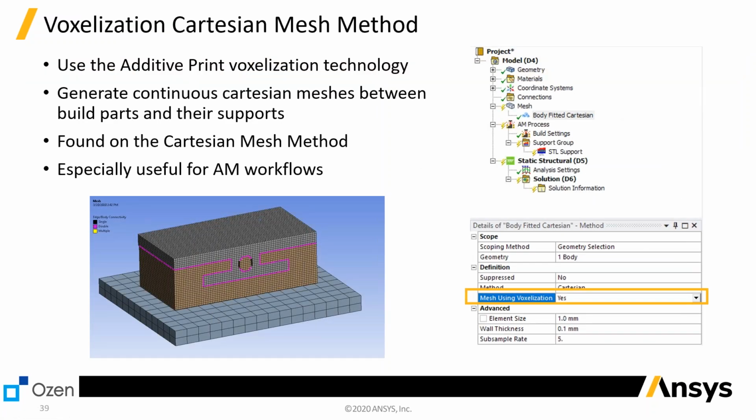One of the improvements happening in ANSYS Workbench is that the voxelization Cartesian mesh, which was used before in Additive Print, is now included in Workbench. We can use that now. We can generate continuous Cartesian mesh between build parts as well as their supports. This is very useful for the workflow. It makes things easier and faster to solve.